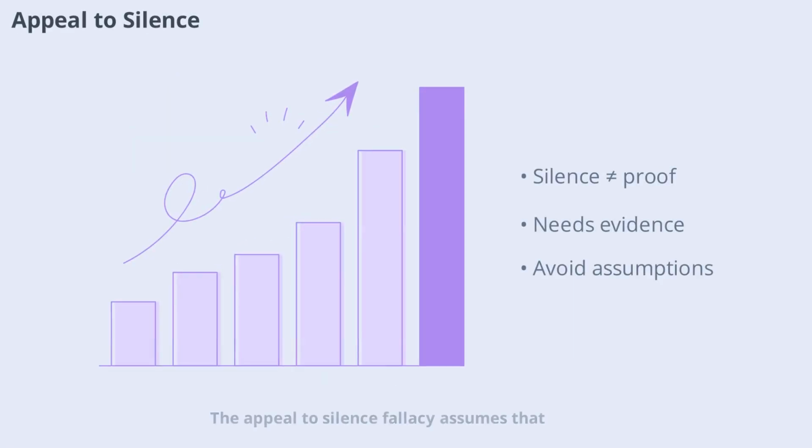The appeal to silence fallacy assumes that if someone doesn't respond or provide evidence, their position must be false or true. For example, you didn't deny the accusation, so it must be true. Silence isn't proof of anything. It's important to base conclusions on evidence, not just the absence of a response.